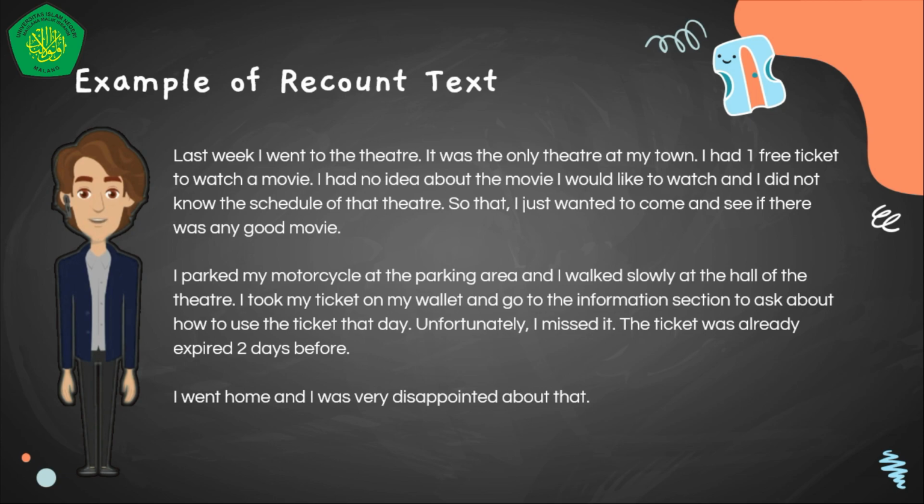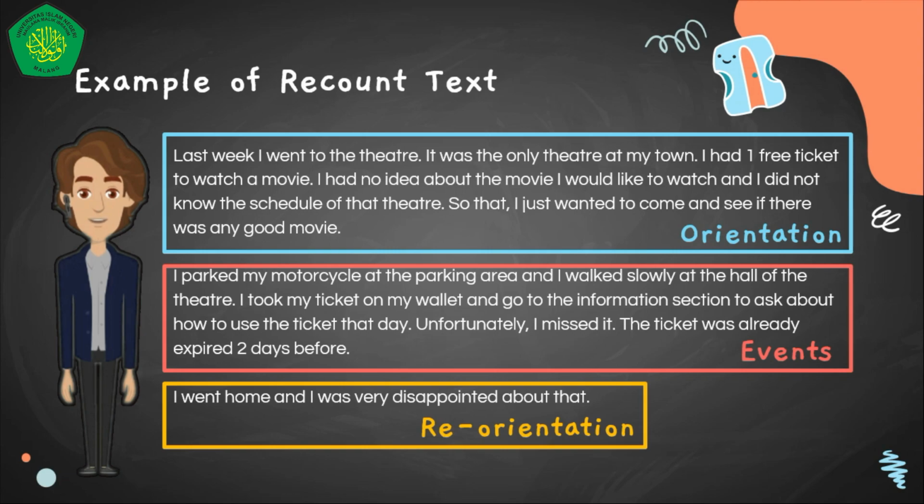So where is the orientation, events, and reorientation? Let's have a look. The orientation is the first paragraph, from last week until a good movie, and then the events is the second paragraph, and then the reorientation is the last paragraph. Okay, I think it's clear. Let's continue.